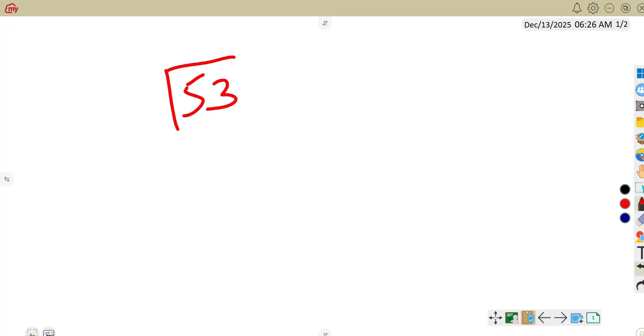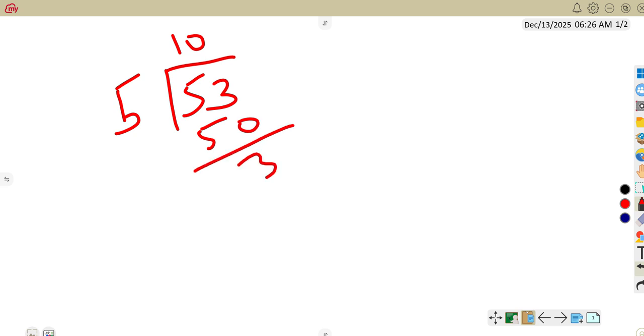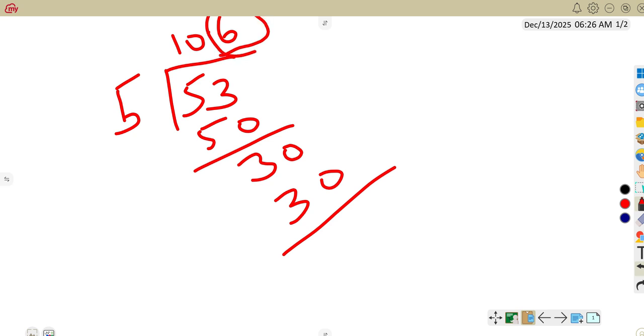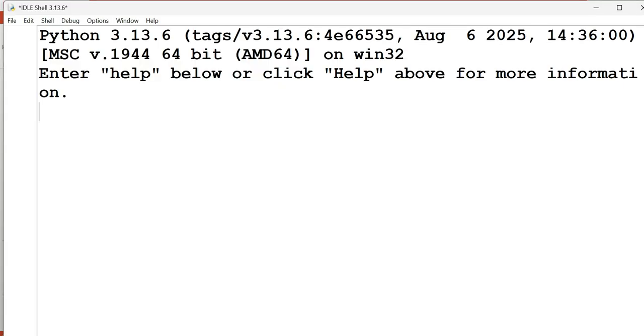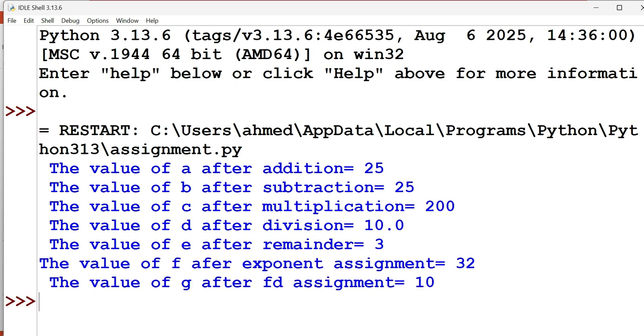53 divided by 5, 5 1 time, 5 10 time 50 and 3. We will put the decimal according to the rules of mathematics. We'll put 0 here, 5 6 times 30. So basically this fractional part, 0.6 will be discarded and 10 will be displayed. See here the answer, the value of g after floor division assignment is 10.